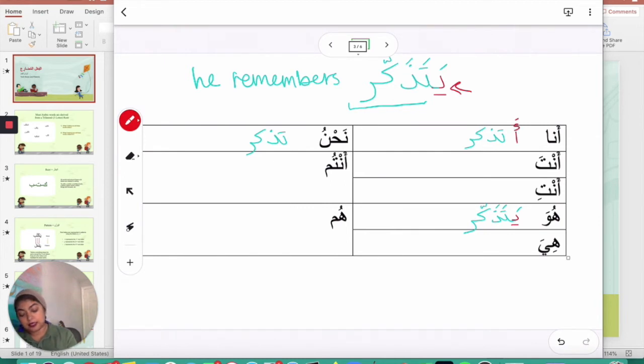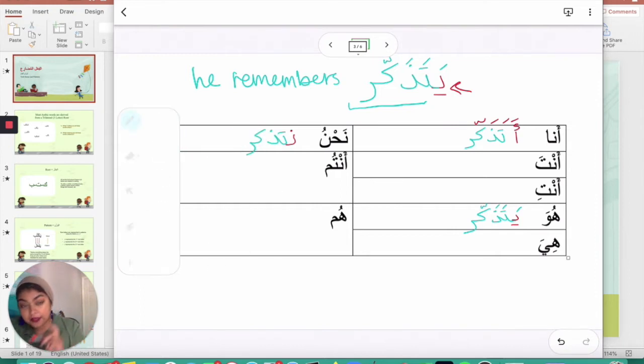Good, ana. And alif doesn't connect, so that's why we're not connecting it. أتذكر. أنا أتذكر. نحن, add a noon to the beginning. نتذكر. أنا أتذكر. نحن نتذكر. Okay. أنت. So now the same thing here.